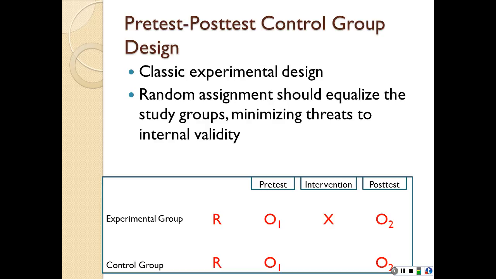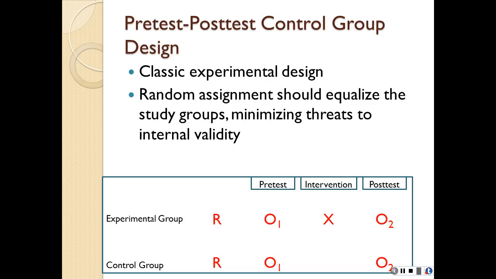So we start, and we gather all our people, they walk in the door, and we randomly assign them to either our experimental condition or our control condition. We then have our first observation, the pre-test, where we get everybody's baseline characteristics. That's the starting point. We then apply our intervention to the experimental group. We do not apply the intervention to the control group, right? Because otherwise they would be the same. So we apply the intervention only to the experimental group. And then we come back and we test both groups again at time 2.